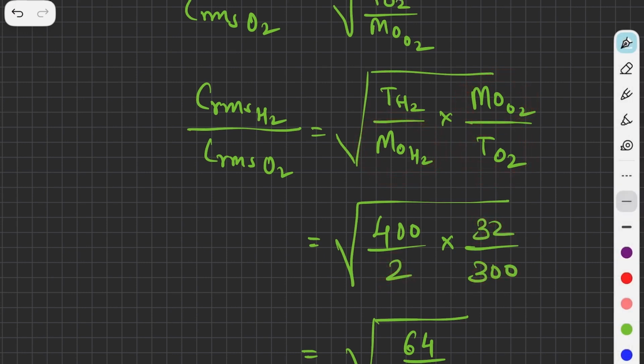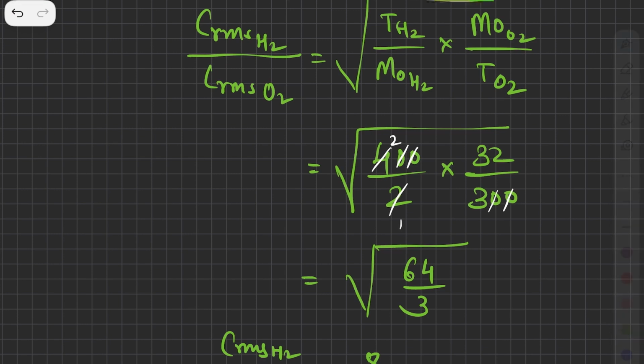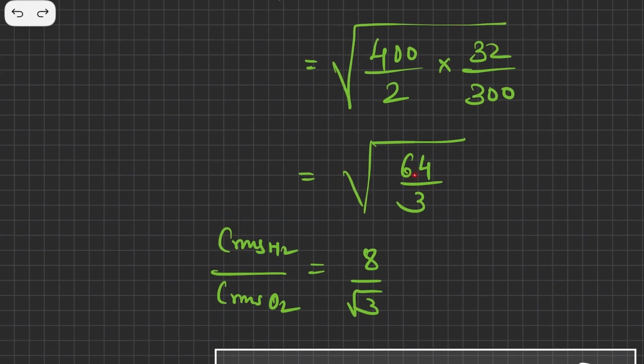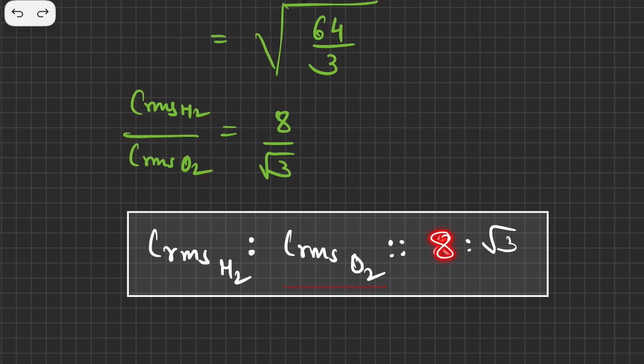Now the best part is about the cancellation. So zeros cancelled, zeros cancelled, and I get 2 ones are 2, 2 twos are, and 32 twos are 64. So I will get 64 in the numerator and 3 in the denominator. That's just basic calculation part. Now when I take 64 outside the root, it becomes 8, and 3 is not a perfect square, so it will remain root 3. So this will become CRMS H2 upon CRMS O2. In the form of ratio, I can write it 8 is to root 3.